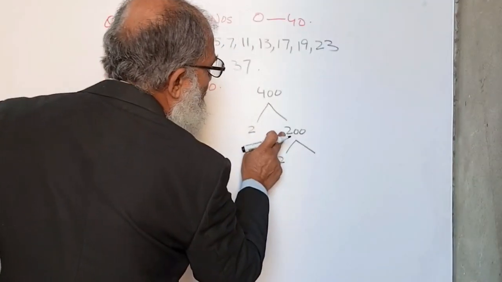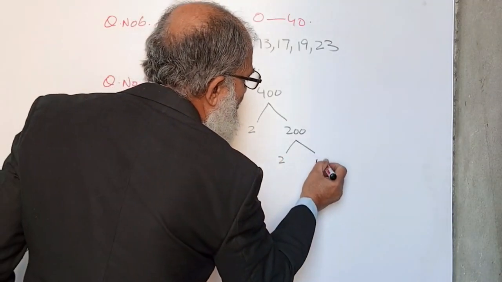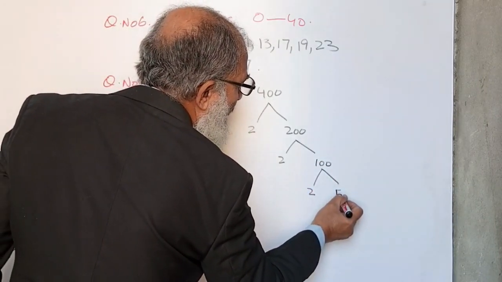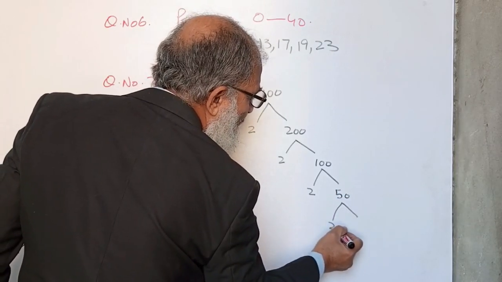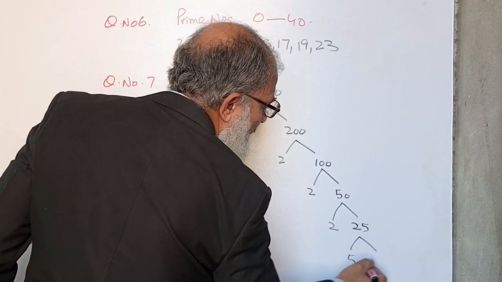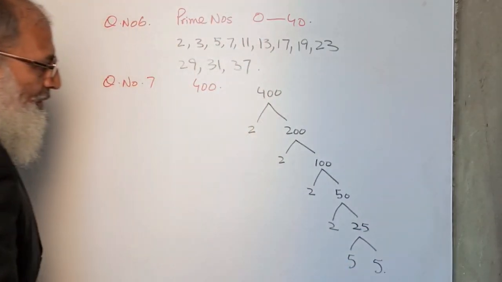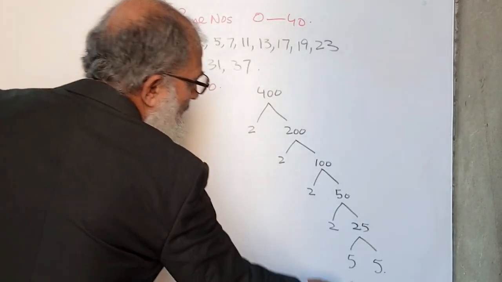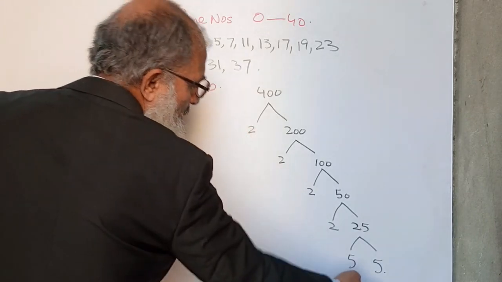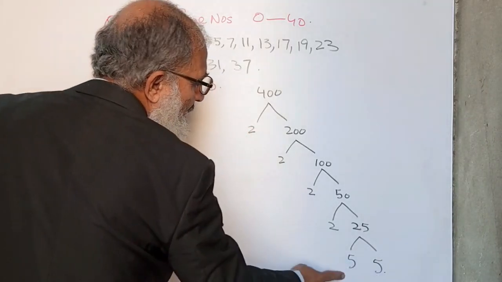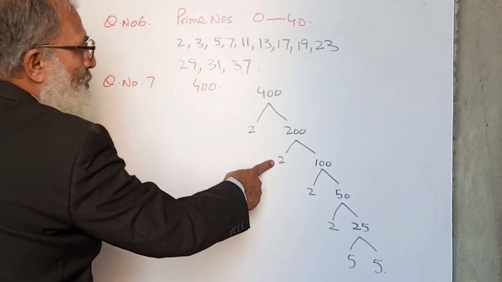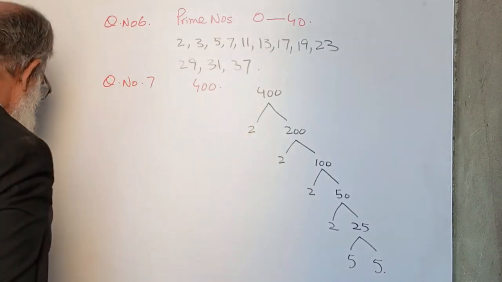Now again this is divisible by 2, so it becomes 100. Again 50, again 25, and for the last it is 5 and 5. Now this is the whole factor tree diagram for 400. You can also check it. 5 times 5 is 25, 2 times 25 is 50, 2 times 50 is 100, 2 times 100 is 200, and 2 times 200 is 400.